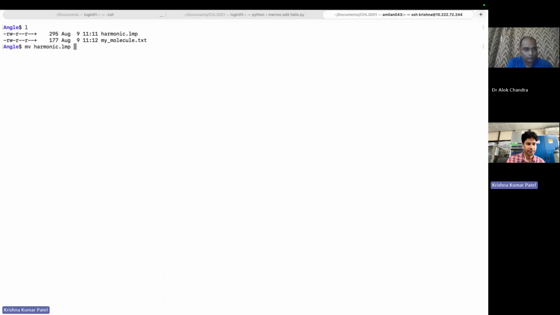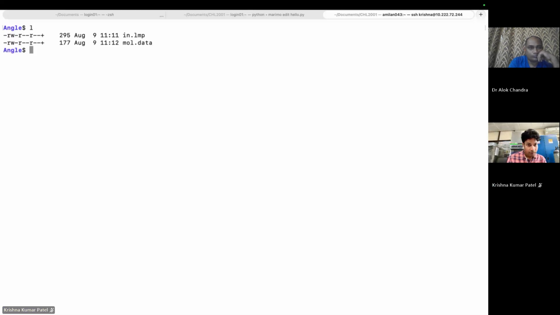Okay, let's rename them properly. I'll just call it input.lammps file, and move my molecule into molecule.data file. Okay, perfect. Let's go ahead and edit the data file first.